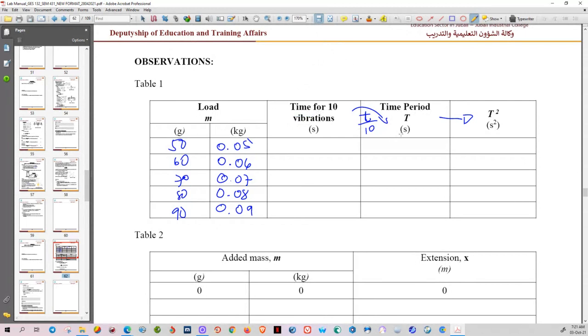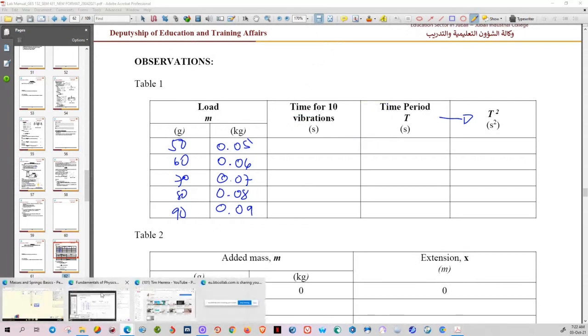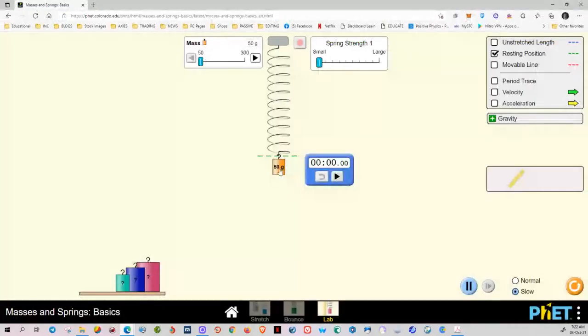Let's take the time for 10 vibrations. Okay, so let's go to our simulation. Which one is it? This one. Okay, lift until the mass is at the line and release. So how do you count 10 vibrations? When the object reaches the original position, that's 1. Okay, and then it will go up again, that's 2, and then that's 3. So that's how you will count the number of vibrations.